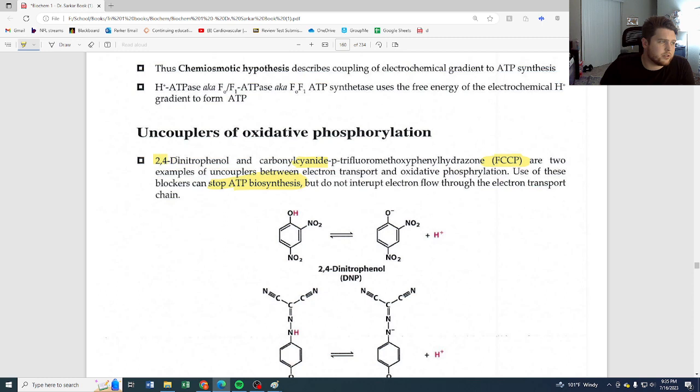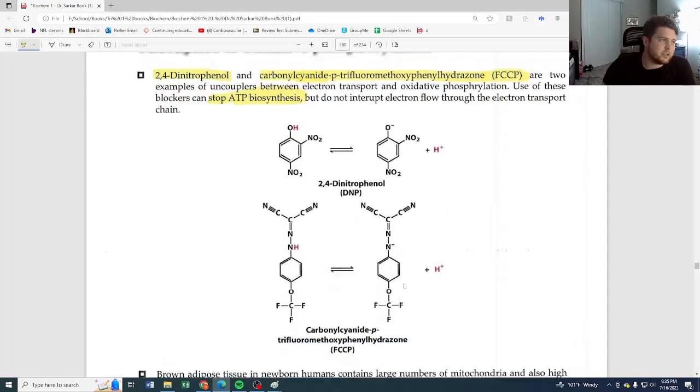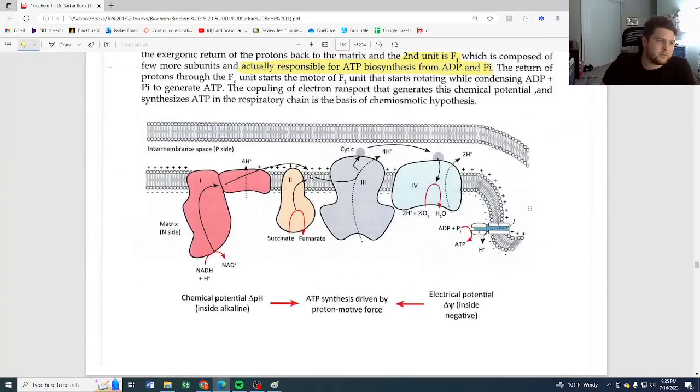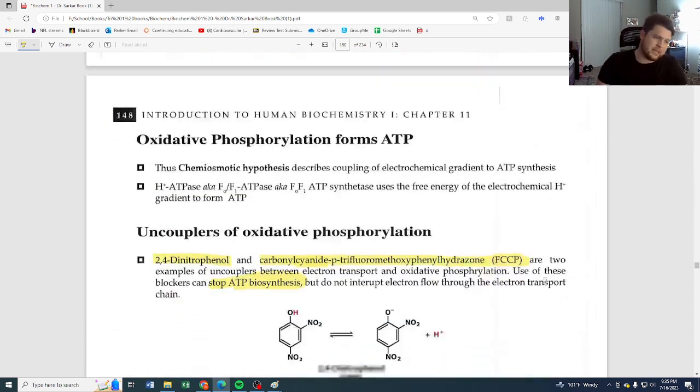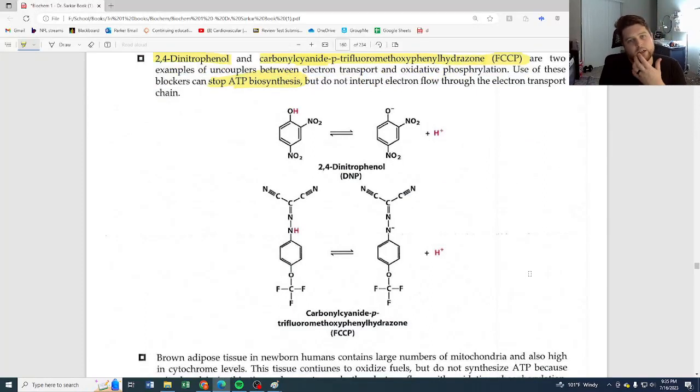So these are essentially poisons, where if you take these, FCCP or 2,4-dinitrophenol, or cyanide, what cyanide actually does is it injects itself into that ATP synthase. So all of this still happens, but now we're just not forming ATP. And if ATP is unable to be formed, the tissue does not have energy. It doesn't have energy to perform any of its other tasks, and the tissue will actually die. And that's what cyanide does. It stops the production of ATP and kills you.